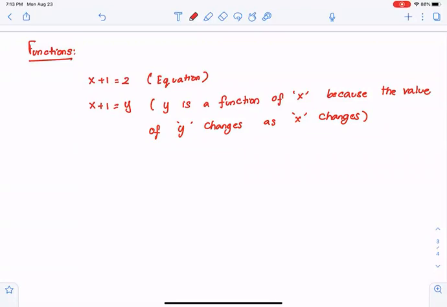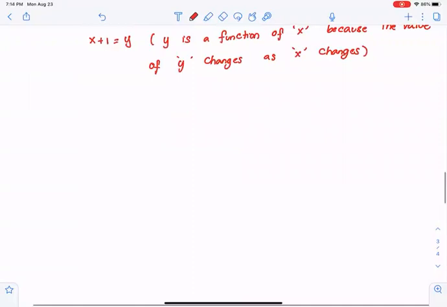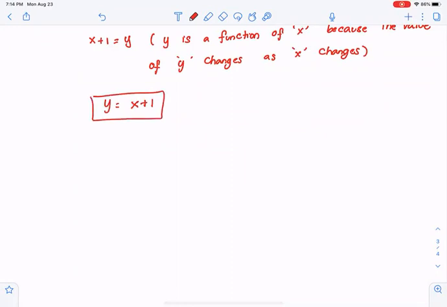So we typically put the y first, and we have y is equal to x plus 1. The x plus 1 part is simply f of x. We use f to indicate function. f of x simply means function of x.